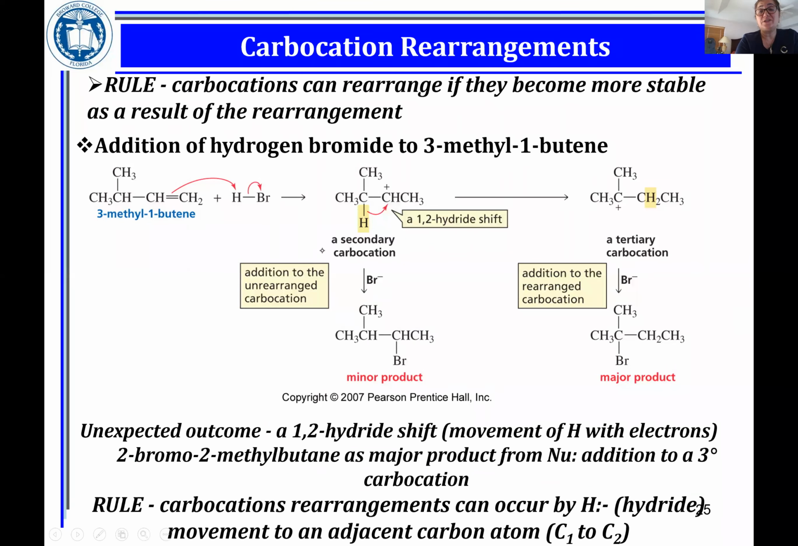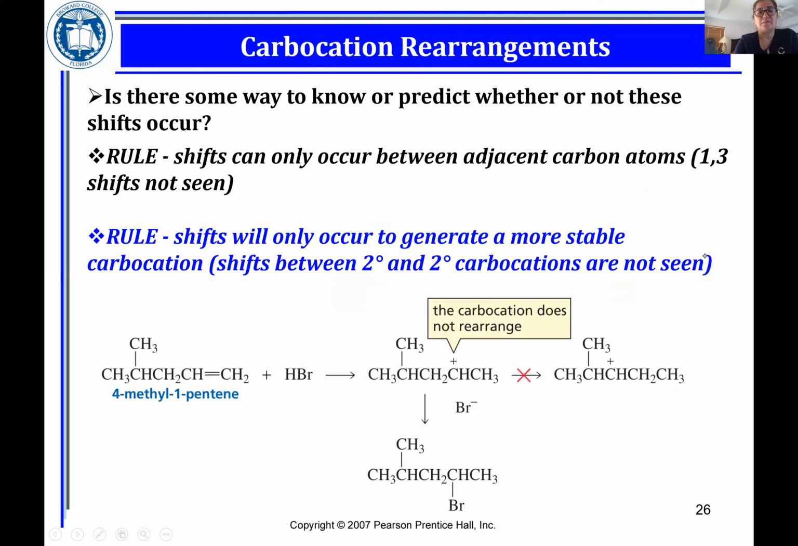So we learned about hydride shift, and we also learned about methyl shift. If there is no hydrogen on the adjacent carbon and no methyl group on the adjacent carbon, there would be no shift. It's not going to take place. What makes this a major product is that your carbocation is a tertiary. A minor product comes from a secondary carbocation. And the shift will only happen when you get a more stable carbocation. A shift between secondary and secondary carbocation is not going to happen.